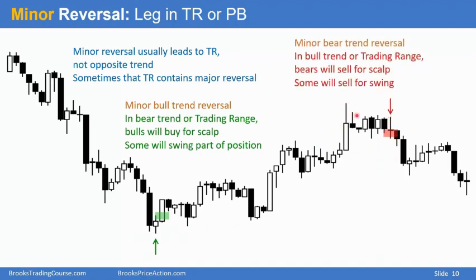Here we get a bull trend lasting about 30 bars and a slight lower high, but the entire pattern here is only 4 or 5 bars. It's probably going to be a minor reversal, which means either a bull flag or a trading range. Traders will sell for a scalp for sure, and some might hold for a swing, hoping that we get a trend back down to here or to here.